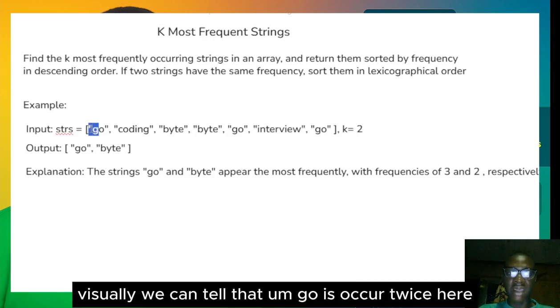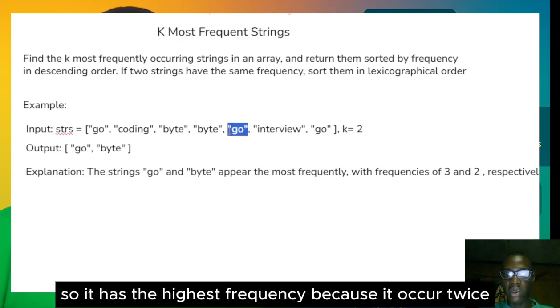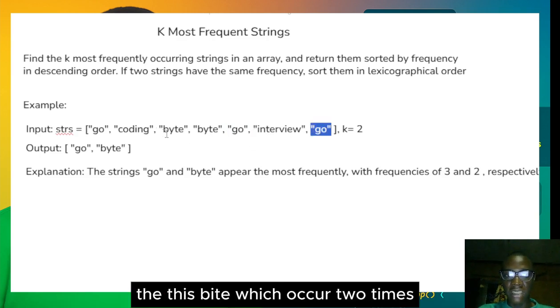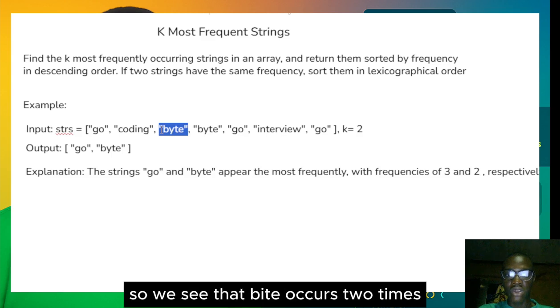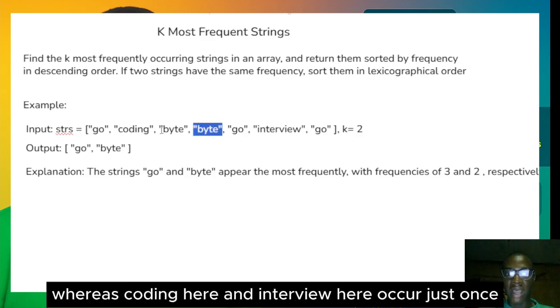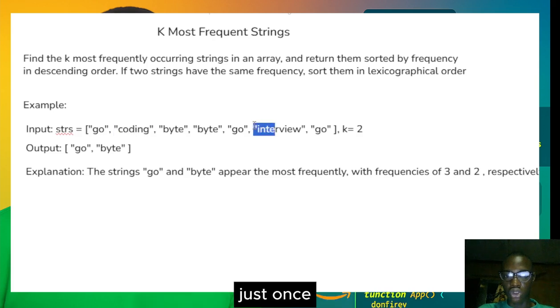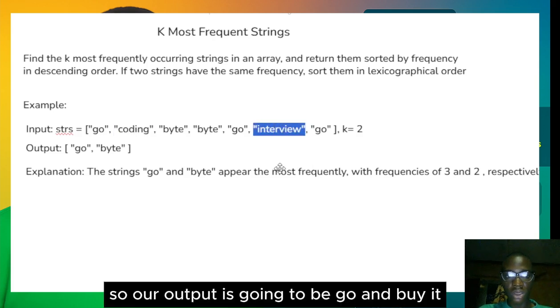Visually we can tell that go occurred thrice here, so it has the highest frequency, followed by byte which occurs 2 times. So we see that byte occurs 2 times, whereas coding here and interview here occur just once. So our output is going to be go and byte.